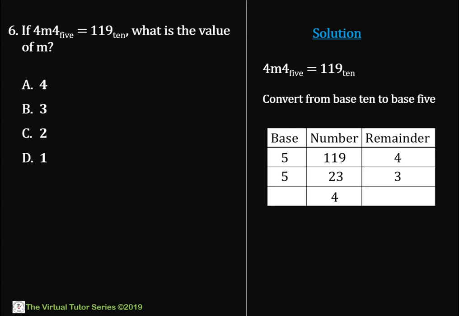The division is exhausted at 4. Therefore, we work upward from 4. So 4m4 base 5 is equivalent to 434 base 5. Therefore, the value of m is 3. So the correct answer is option B.